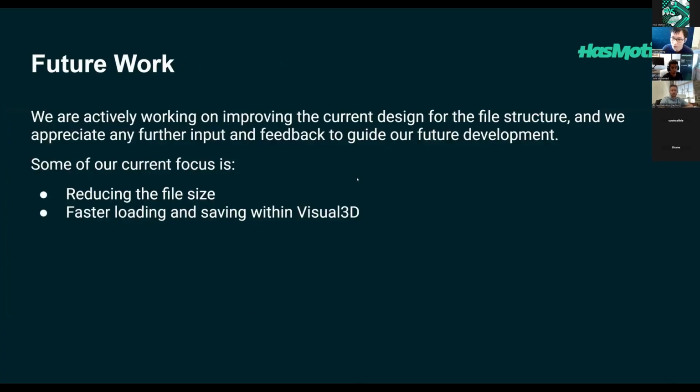Some of the work that we're currently working on is trying to reduce the file size of our H5 export made by Visual3D. We're also trying to improve our access speed when we're reading and saving H5 format with Visual3D. And that's it. We're currently working on this, and we would really appreciate any feedback or suggestions that can help guide our future development. We're also open to any questions. Thank you.